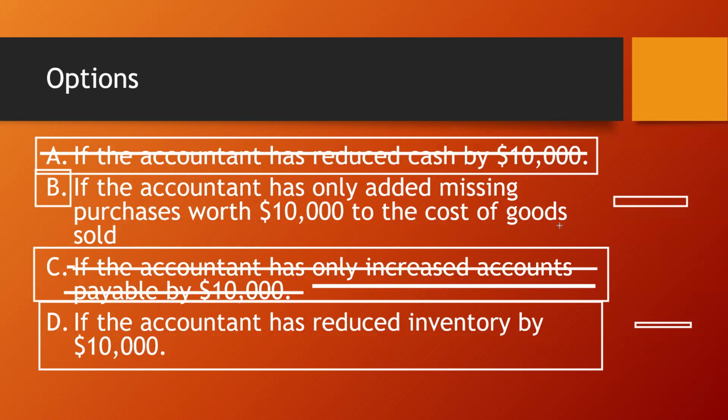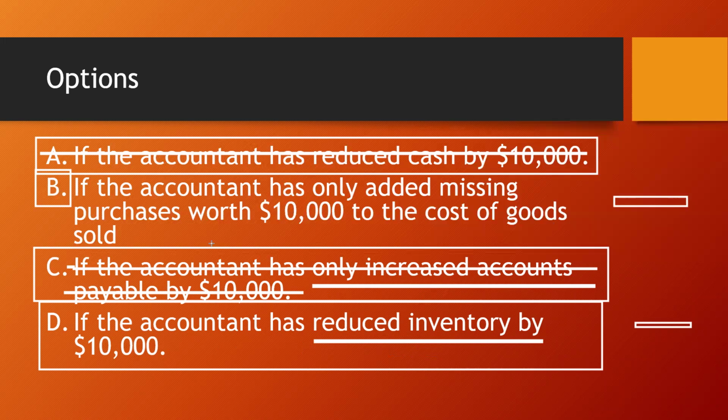Then why not D? Read the option. If the accountant has reduced the inventory by $10,000, there are two possibilities, but the option is incomplete. Option B is complete: they made the adjustment in the cost of goods sold. But in option D, they haven't said whether they adjusted in the income statement or in the balance sheet. So that's the reason the option is B.